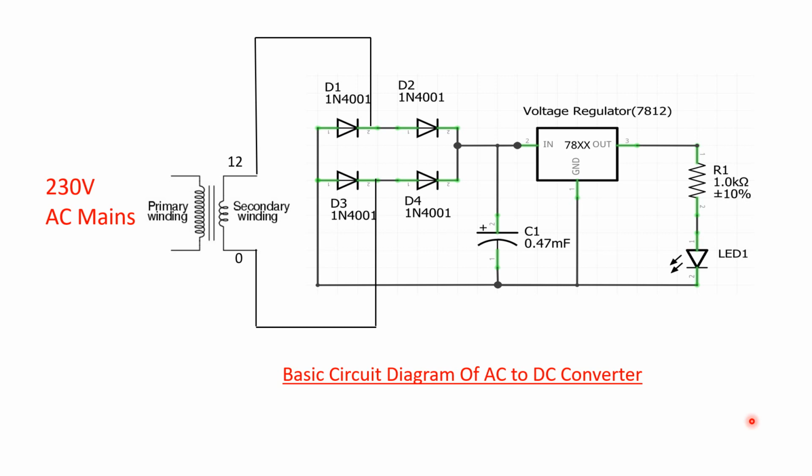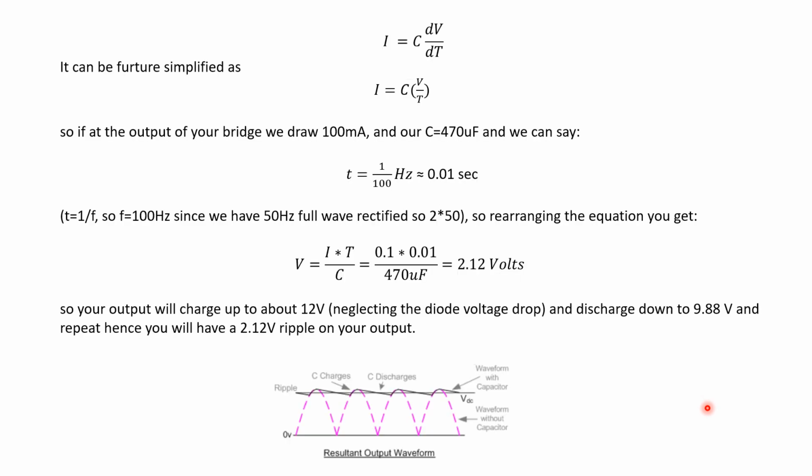Now we will see how to choose the value of the capacitor and resistor. So let's move to the calculation part. As we all know, I is equal to C dV by dt. We can further simplify this equation as I is equal to C V by T. So let us assume that the output of our bridge gives a current of 100 milliampere, and we choose a random 470 microfarad capacitor.